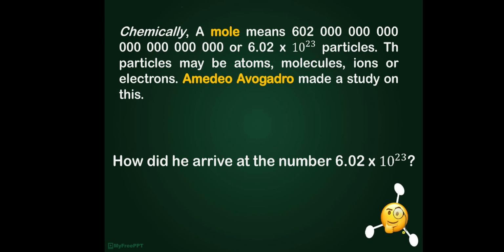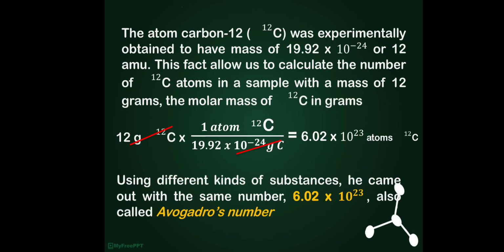Okay? So let's proceed. The atom carbon-12 was experimentally obtained to have a mass of 19.92 times 10 to the negative 24 power grams, or 12 atomic mass units. This fact allows us to calculate the number of carbon atoms in a sample with a mass of 12 grams, the molar mass of carbon-12 in grams. So let's now solve the problem.